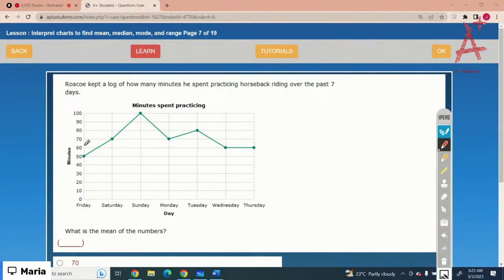Okay, the number on Friday is 50. On Saturday it is 70. On Sunday it is 100. On Monday it is 70. On Tuesday it is 80. On Wednesday it is 60, and on Thursday it is also 60. Just add them all and divide by 7 because it is the data of 7 days.